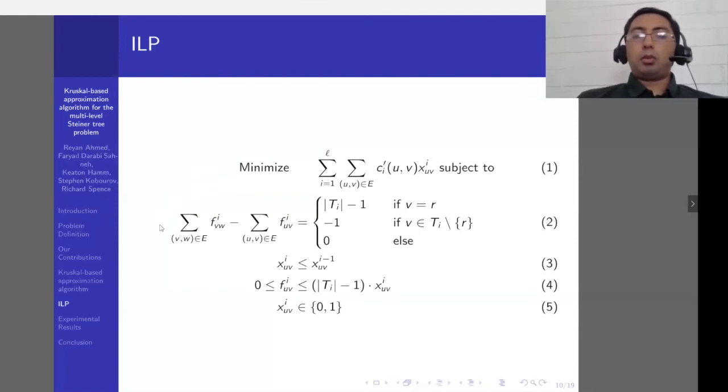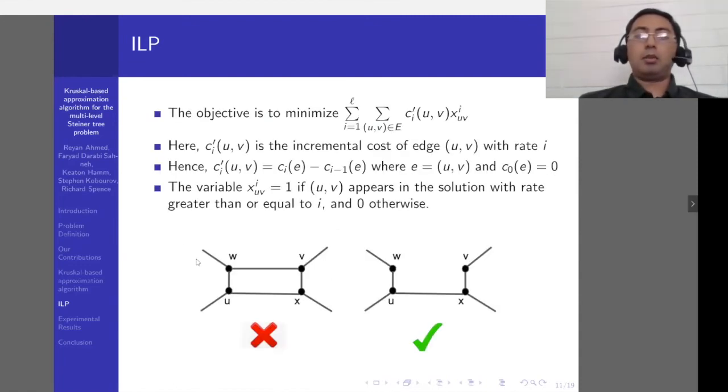Equation 2 is the flow constraint, which ensures that in every level, we have a valid Steiner tree. Equation 3 ensures that if an edge is present in a top level, then it is also present in the bottom levels. Equation 4 links the flow variables from the flow constraint to the edge variables from the objective. And finally, equation 5 ensures that the edge variables are either equal to 0 or equal to 1. In other words, an edge is either in the solution or not in the solution. We now discuss in detail all the constraints.